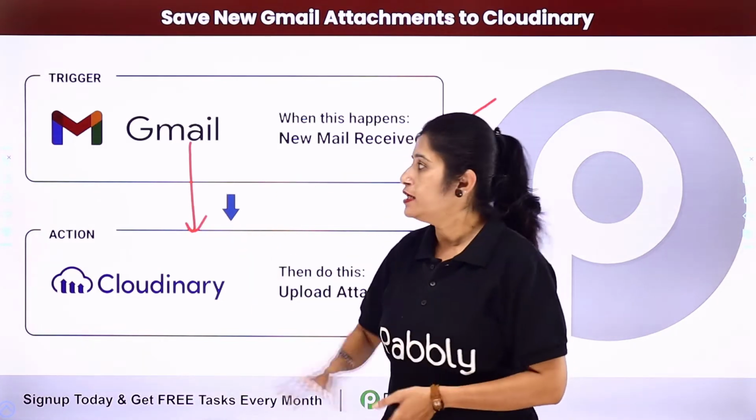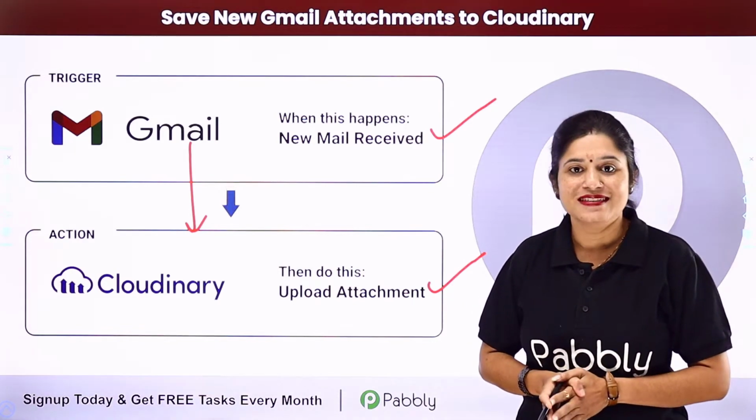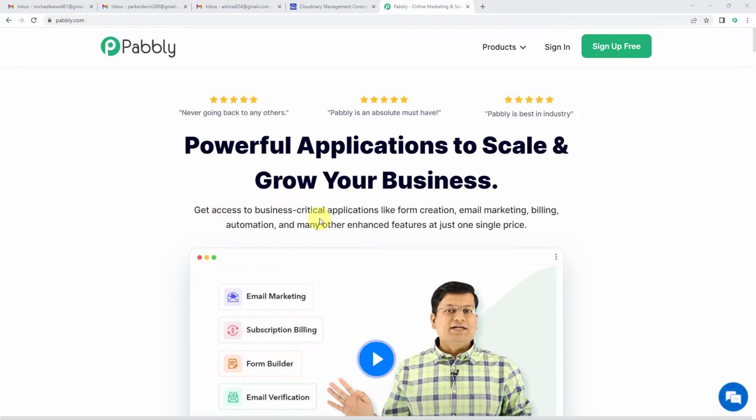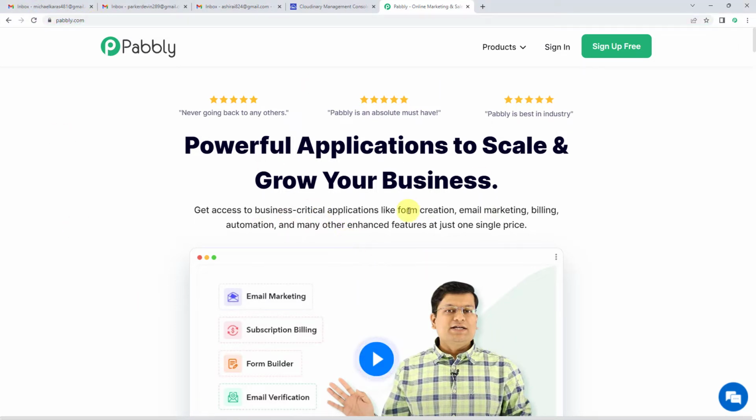So how can you integrate both these software applications using Pabbly Connect? For that, you need to come to my screen. To integrate Gmail with Cloudinary, first we need to log into pabbly.com. This is the website of Pabbly. Now here we can find two options, sign in and sign up free.